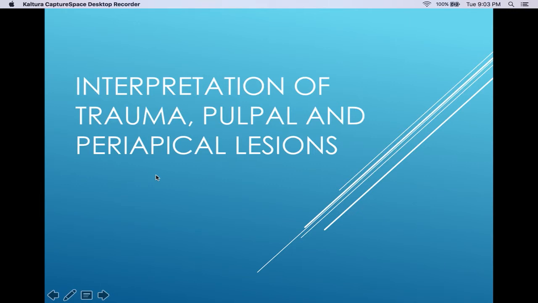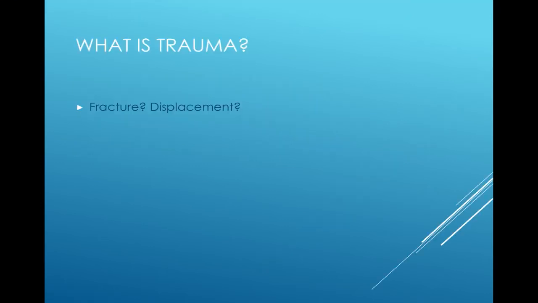So for our last Kaltura interpretation lecture, we will be going over interpretation of trauma, pulpal, and periapical lesions. So what is trauma? Here we're referring to just injury from external forces. When we're talking dentally, we're talking about things that can affect the crown, the root, or alveolar bone.